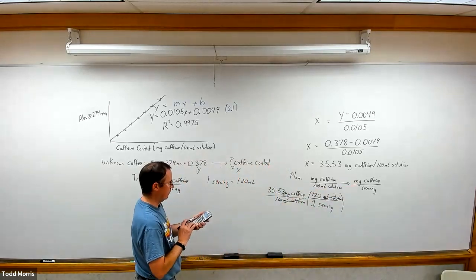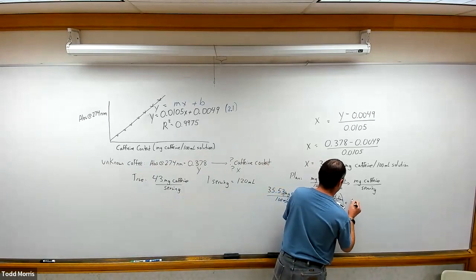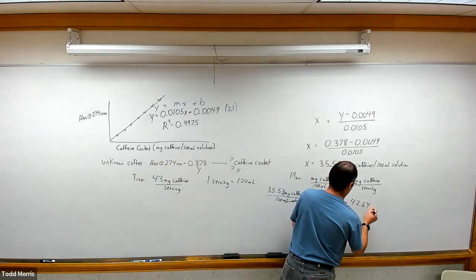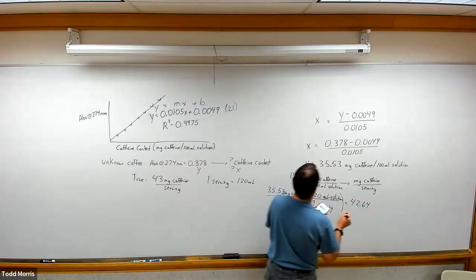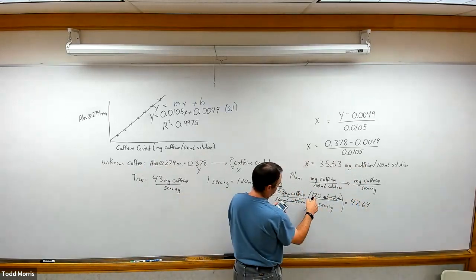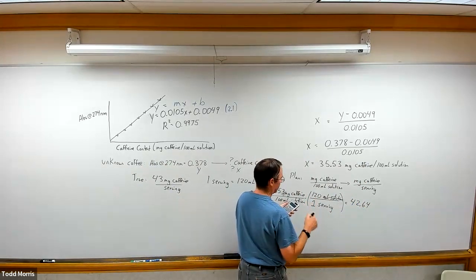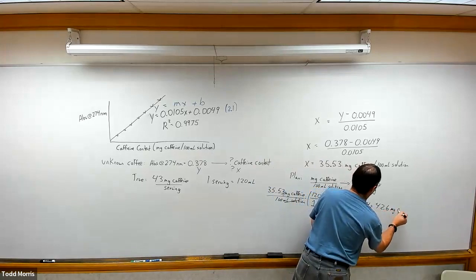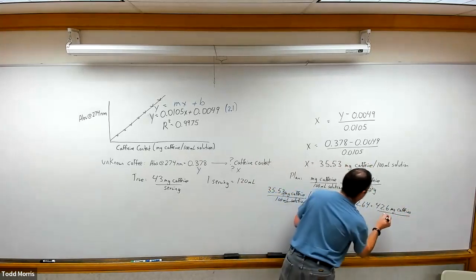So we have 35.53 times 120 divided by 100, which gives me a caffeine content of 42.64. And to probably the three significant figures we have, assuming this number only has maybe three significant figures, we assume it's significant, then this would be 42.6 milligrams of caffeine per serving.